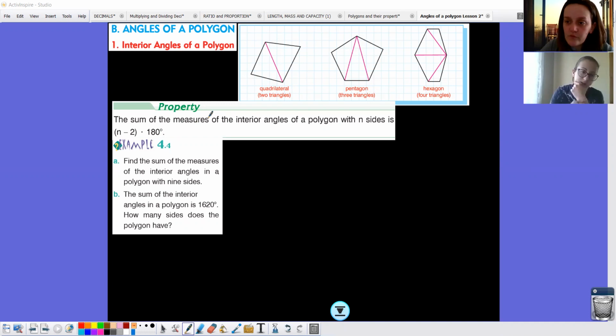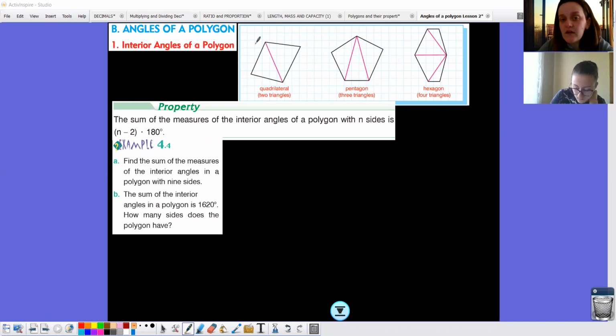Here we have another formula to find the sum of the interior angles of the polygon, which is n minus 2 times 180. So this one will always be the formula for the sum of the interior angles of a polygon. Here, as you can see, there are some shapes given.